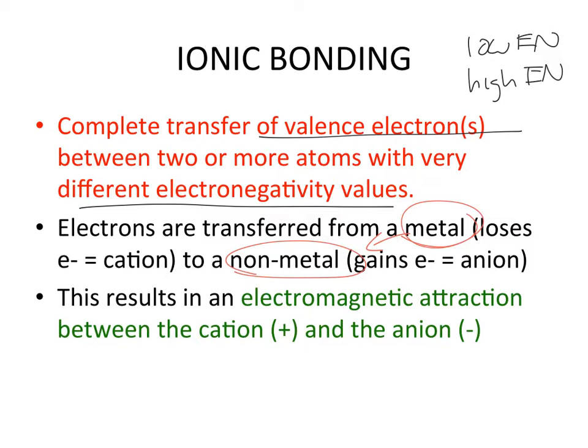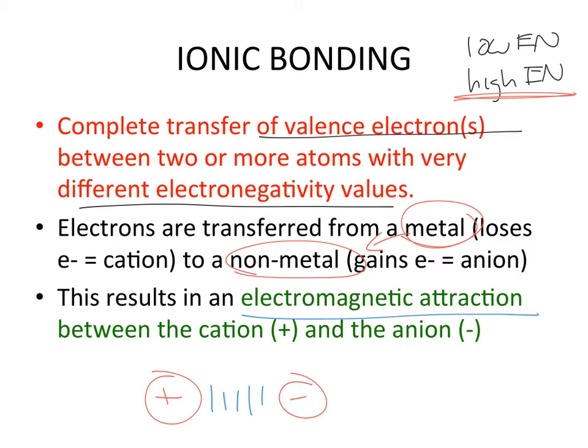What the nonmetal does is it rips away the electron because of these differences in electronegativity, and they both satisfy their octets. Now what happens is that the metal turns into a cation, and the nonmetal turns into an anion. And there's an attraction between these opposite charges. This attraction is called an electromagnetic attraction.